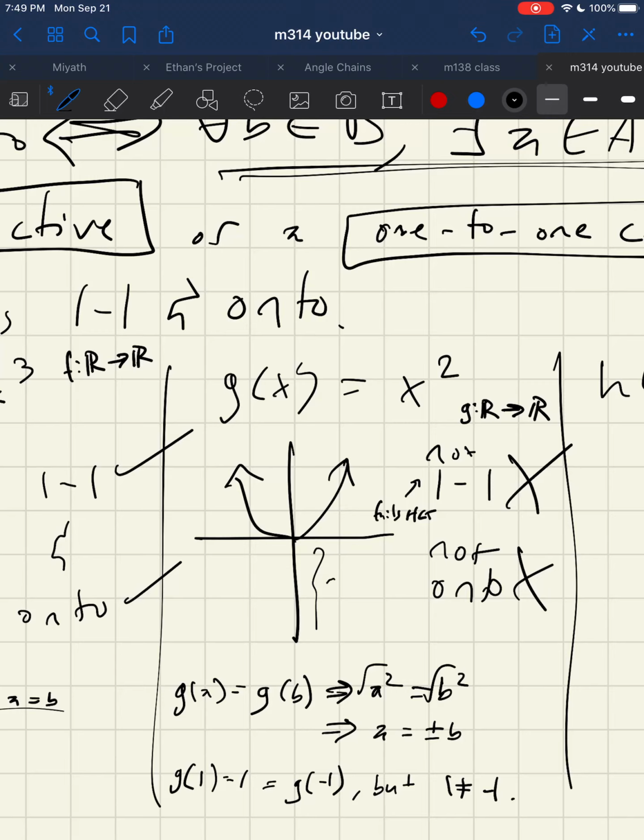Now it's not onto because it misses the negatives. That is, the real numbers is the codomain, and there are real numbers, namely, let's say -1, that are never mapped to by this function x squared. -1 is not the square of any real number, right? So there are elements in the codomain, elements that are in the correct format of the output, that are never mapped to, that are never actual outputs of this function. So it is not onto.